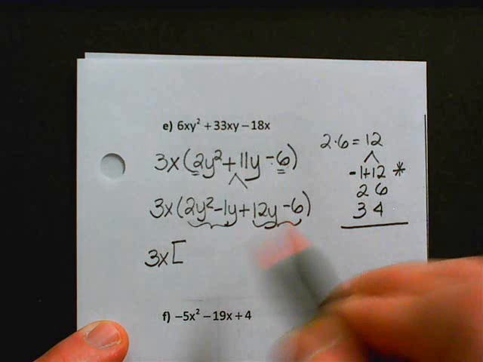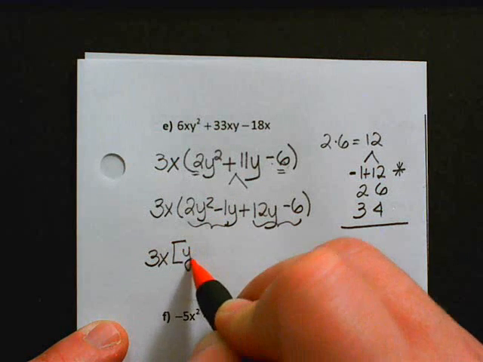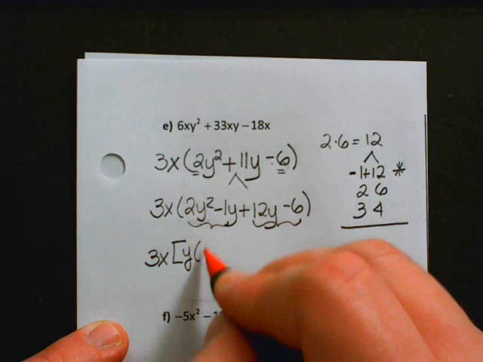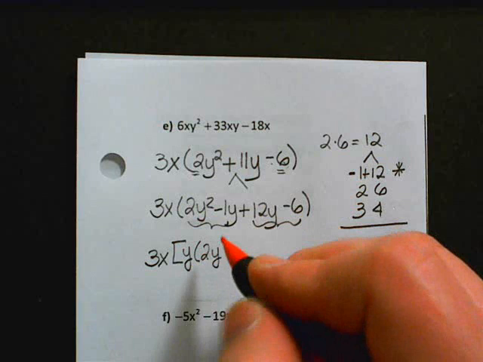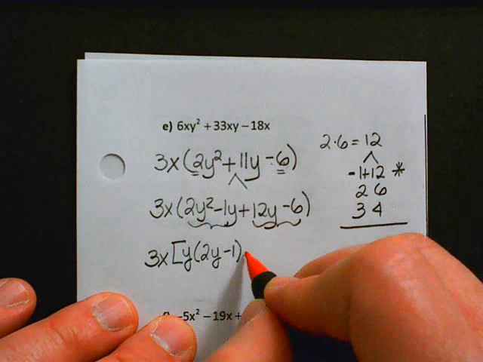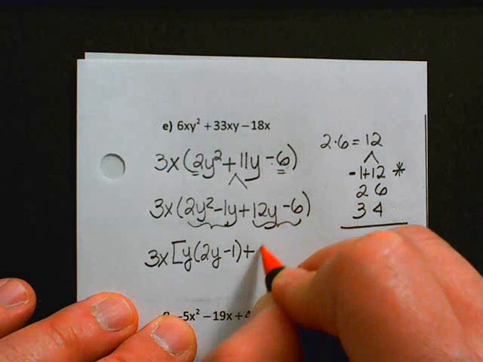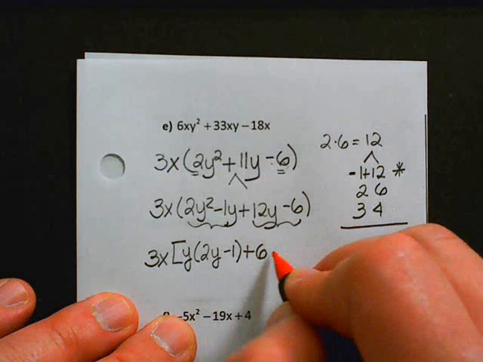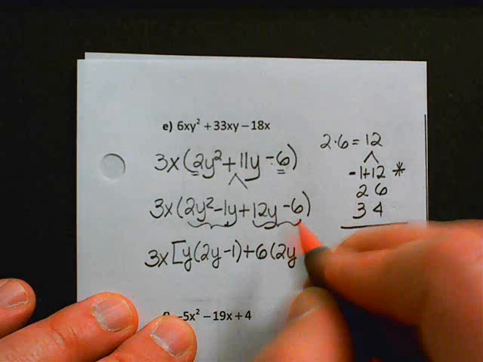So what can I factor from the first two? I can factor out a y, and if I factor out y, 2y squared divided by y is 2y. Negative 1y divided by y would be negative 1. Bring down the positive. What can I factor from 12y and 6? I can factor out a 6. 12y divided by 6 is 2y. And negative 6 divided by 6 is negative 1.